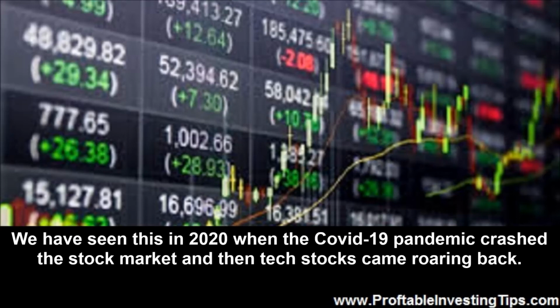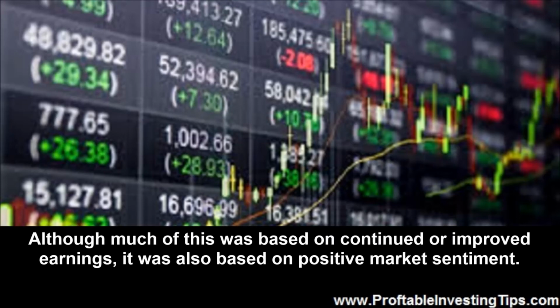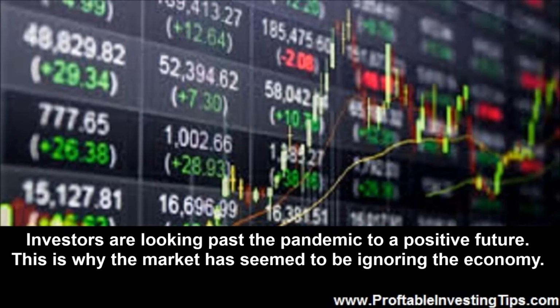came roaring back. Although much of this was based on continued or improved earnings, it was also based on positive market sentiment. Investors are looking past the pandemic to a positive future. This is why the market has seemed to be ignoring the economy.